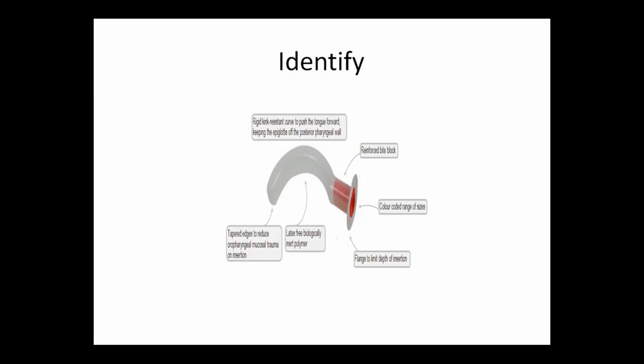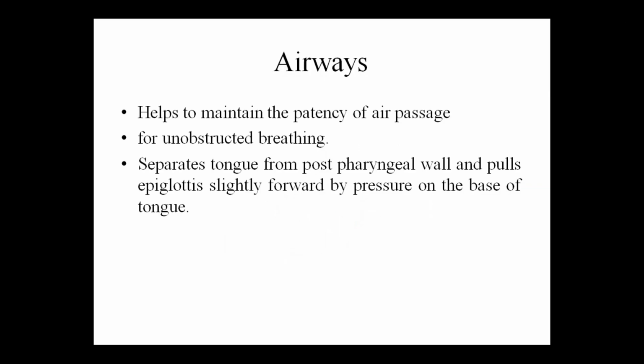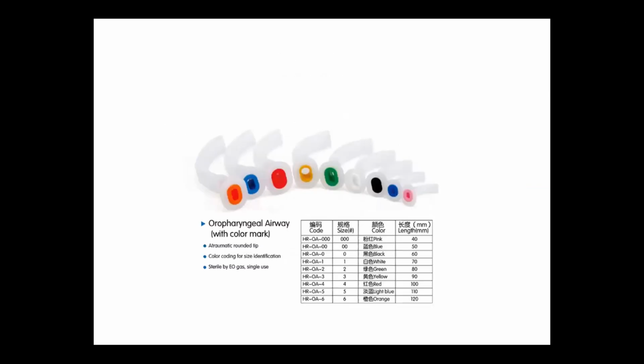Then the curve. The curve is made so that it conforms to the contour of your tongue. It is kink resistant and it keeps the epiglottis off the posterior pharyngeal wall. Then the edges are tapered to reduce oropharyngeal mucosal trauma on insertion. It is made up of latex-free, biologically inert polymer. These were the different sizes I was talking about. 000 is used for preterm neonates, and 6 is basically used for morbidly obese patients.